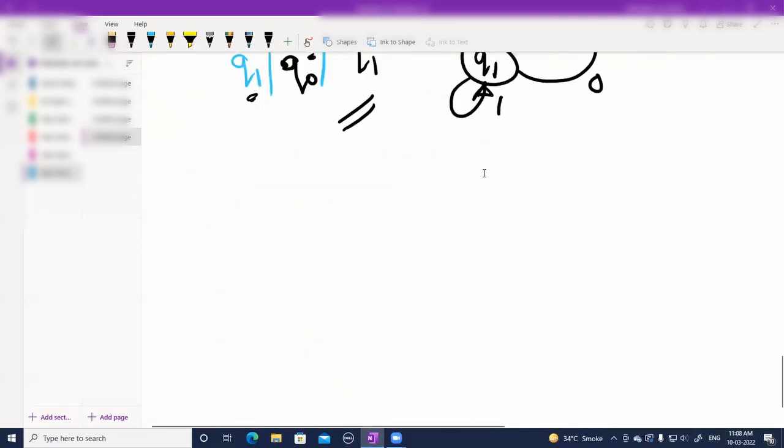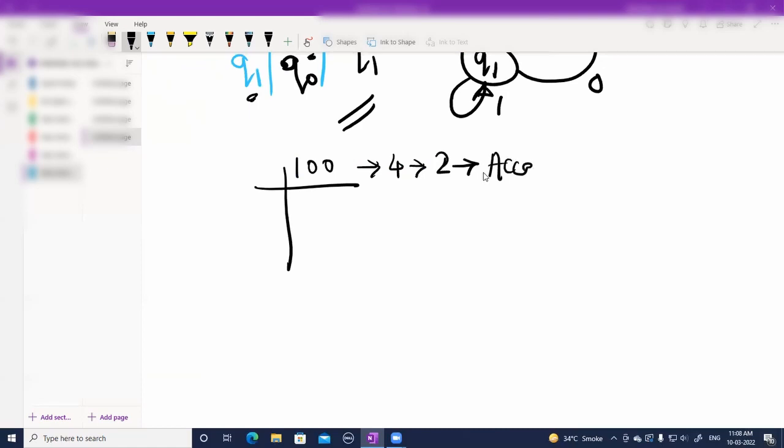So for taking number 4, we'll take 100. So 100 is number 4. So whether number 4 is divisible by 2. So number 4 is divisible by 2. So the string has to be accepted by your FA. What do you mean by accepted by FA? That it should end with Q0 string.